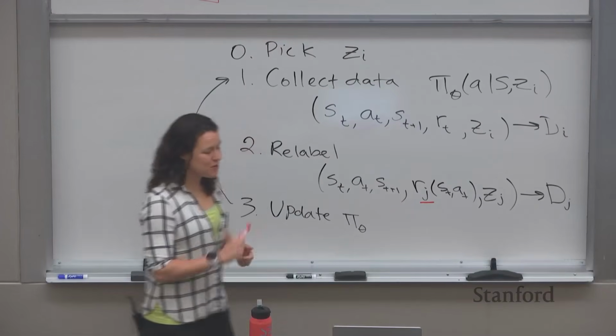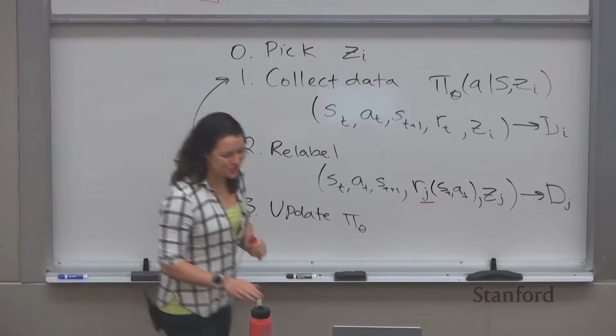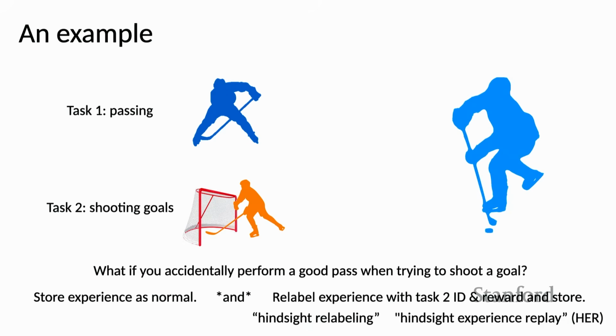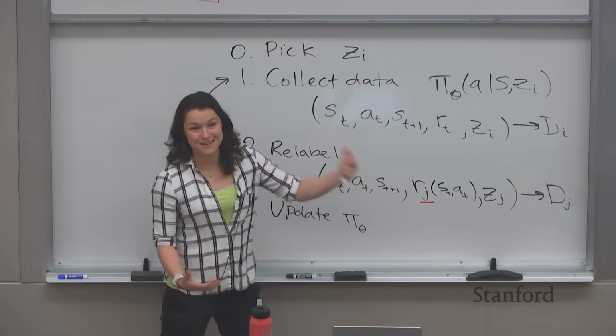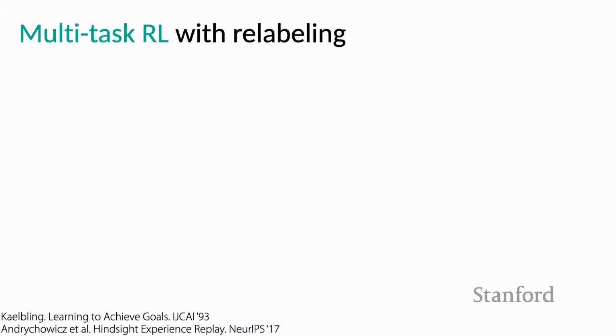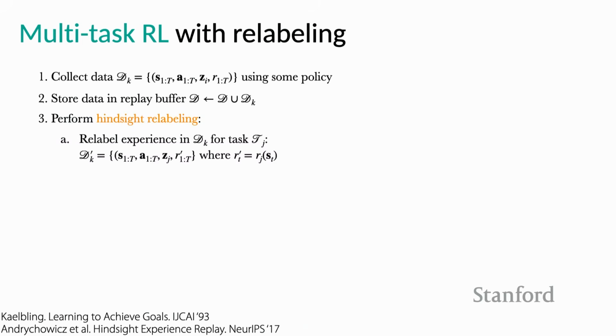Yeah, so this is a great point. There are only a few scenarios where this works; you can't do this universally. This is something called hindsight relabeling, because you look at what you did, and if you did something good, then in hindsight you can relabel that to be a different task. So in terms of this algorithm on the board or on the slides, we collect some data using some policy. We store that data in a replay buffer. We are going to perform hindsight relabeling. We originally collected it for task i, and we're going to relabel it with the reward for task j. And then we'll store that relabeled data in a replay buffer.